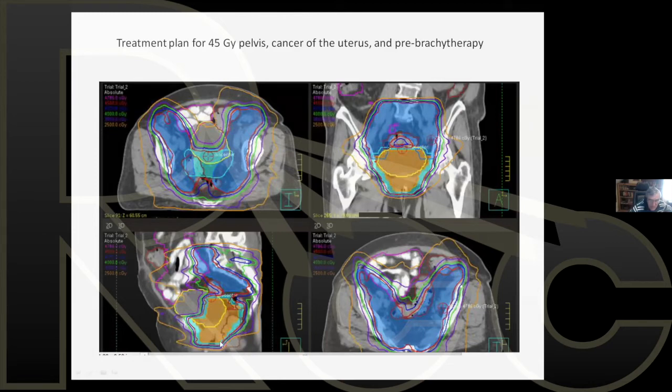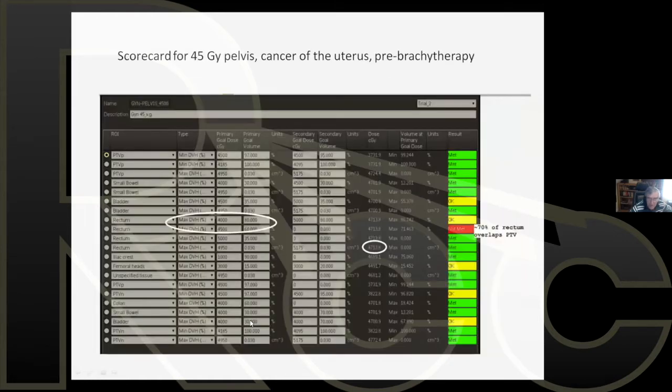Unfortunately, a good part of it is in the PTV, and the doctor felt that to spare the rectum, to keep the rectum below our goal would have been impossible. You'd be sacrificing coverage to the tumor volume here. So the doctor made the decision to overrule that constraint.